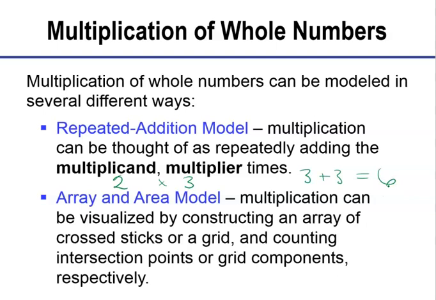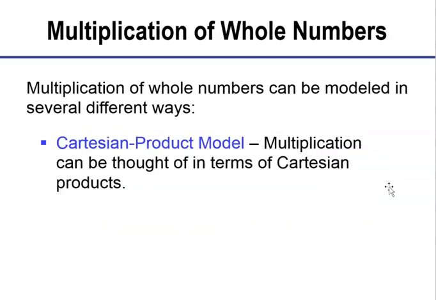But another model is an array and area model. They are two different models, but they really express the same idea. Multiplication can be visualized by constructing an array of crossed sticks or a grid and counting intersection points, or just grid components when you're talking about area. Then there's the Cartesian-Product Model, which is multiplication can be thought of in terms of a Cartesian product. You remember a Cartesian product is a set of ordered pairs. And we will talk about all of those models in detail.